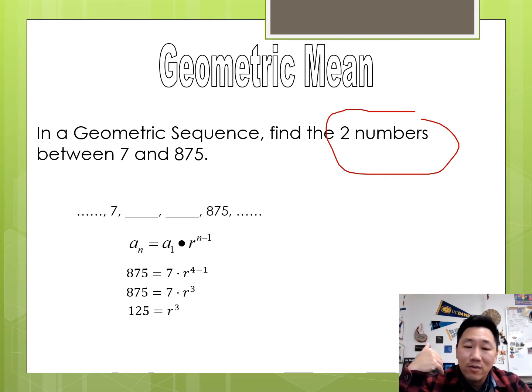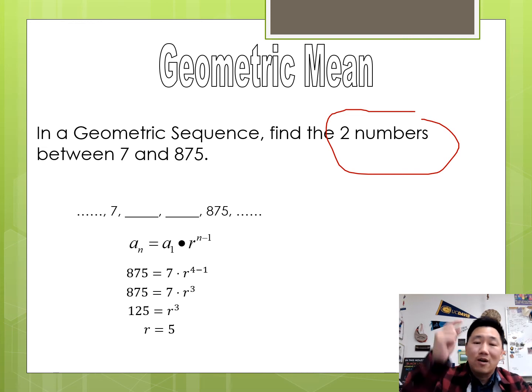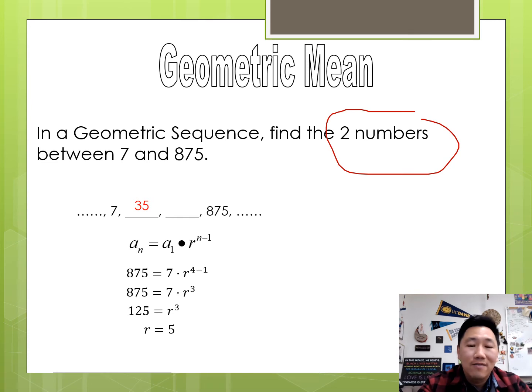How do you get rid of a third power? You cube root both sides. Cube root. And it turns out that r is equal to 5. And then using that r, plug it back in. 7 times 5, 35. 35 times 5, 175. And then just to check your answer, 175 times 5 is 875. How fun. Let's do another one of those.